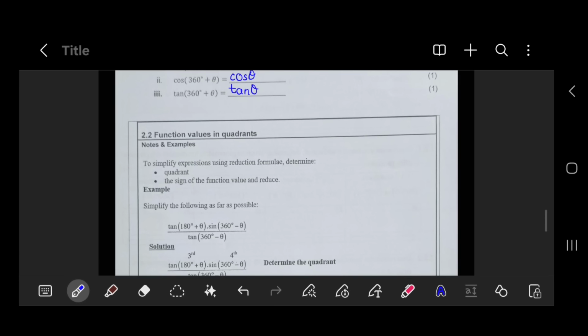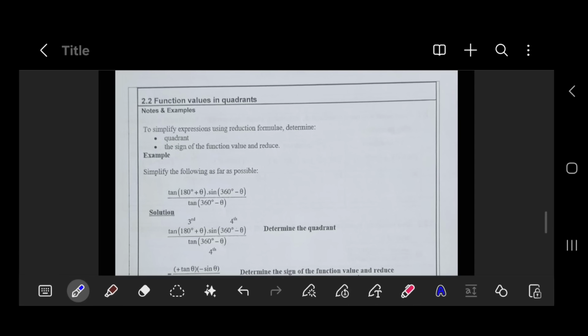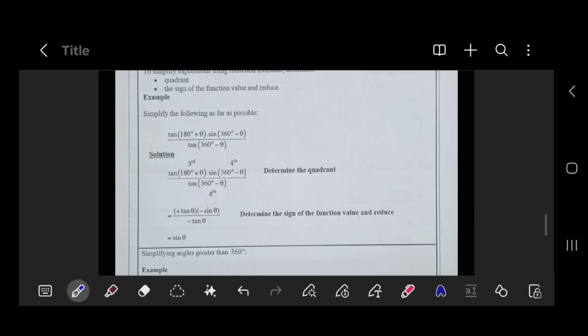Now 2.2 says function values in quadrants. And to simplify expressions using reduction formula, we determine the quadrant and we determine the sign of the function value and reduce. They have given us an example. So let's go through this example to understand what they've done. And you guys, a question like this is a typical exam style question. So once you start practicing through past paper questions, you'll notice that you have a lot of questions like this where you need to simplify. If you are struggling with these questions, I have covered quite a few of them, so please make sure that you check out those videos.